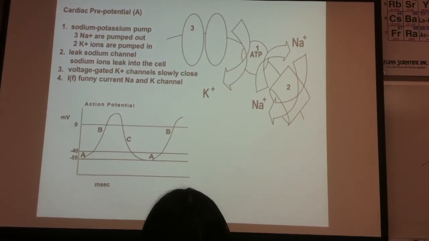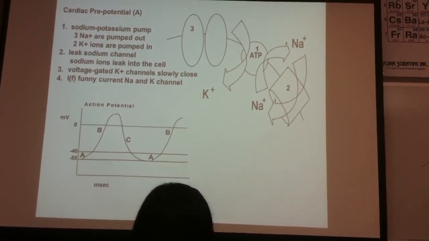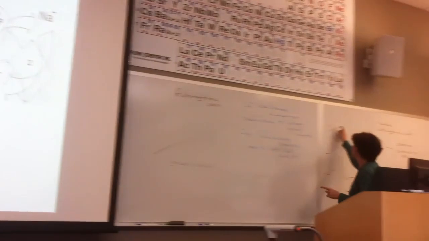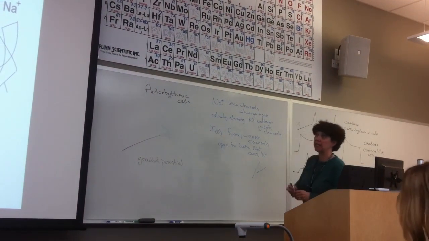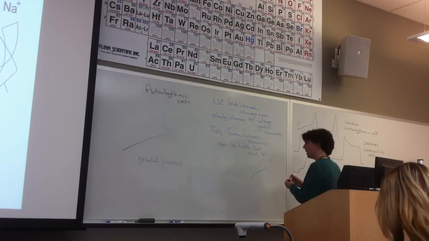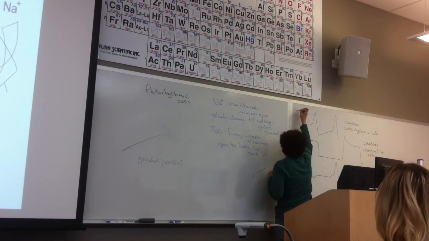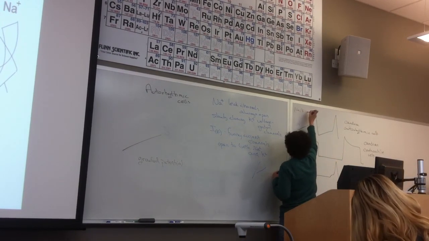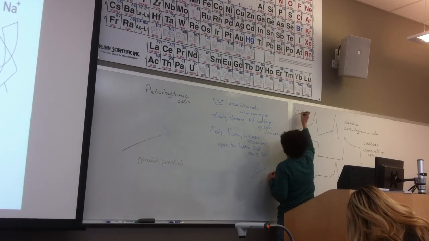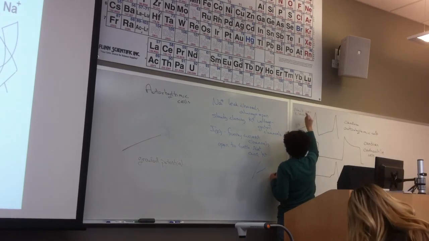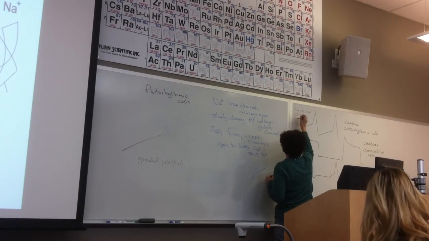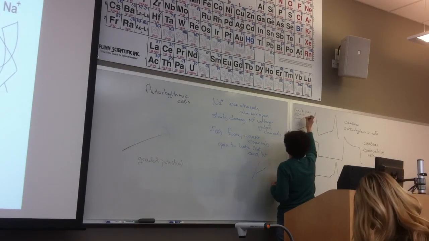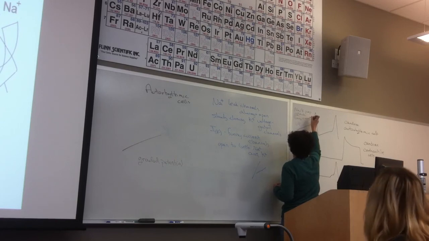So we're just looking at this first point here, right? So what you would add to your explanation here is that this is a graded potential, and it's going to be due to the sodium-potassium pumps, the potassium leak channels, the sodium leak channels, and the funny current channels that are primarily for sodium, but also for potassium.